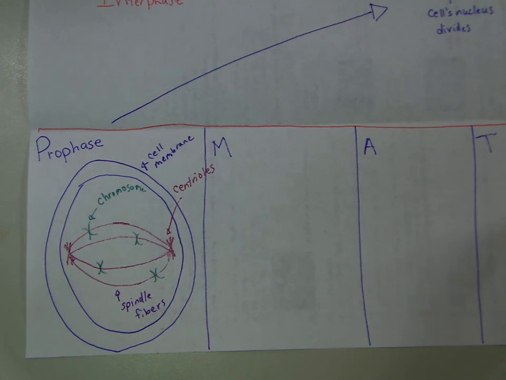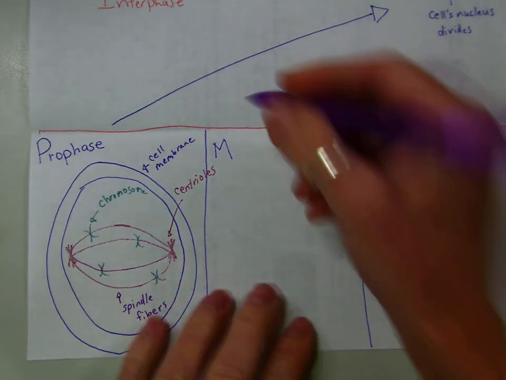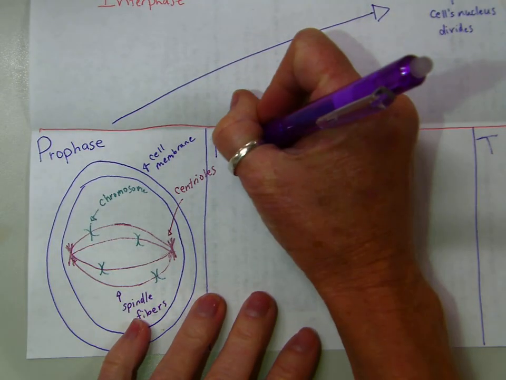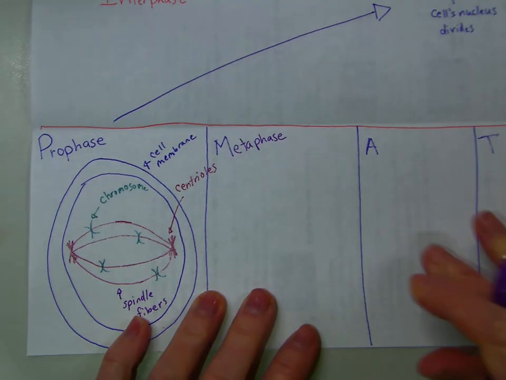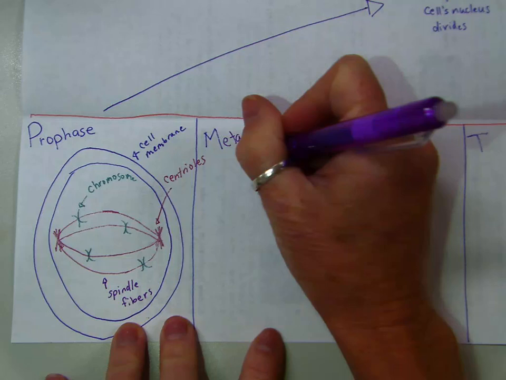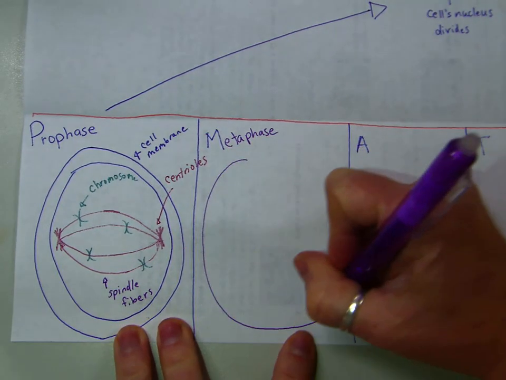What prophase was, we just took our notes on that. Next phase of the mitosis cycle is metaphase. So we had prophase, now we have metaphase. What we're going to do, we're going to draw again an animal cell. We're going to draw it large.